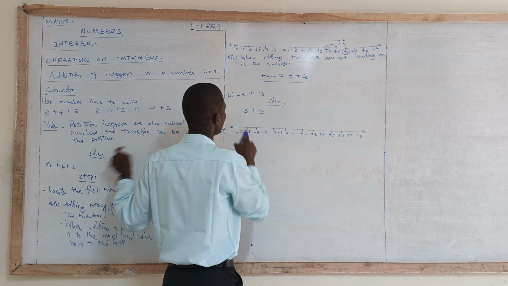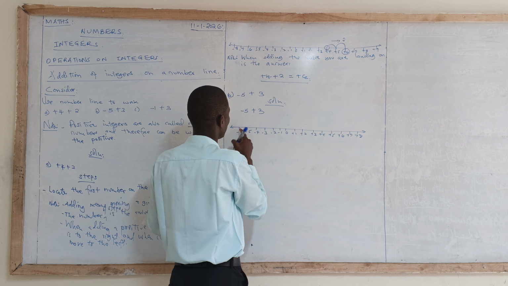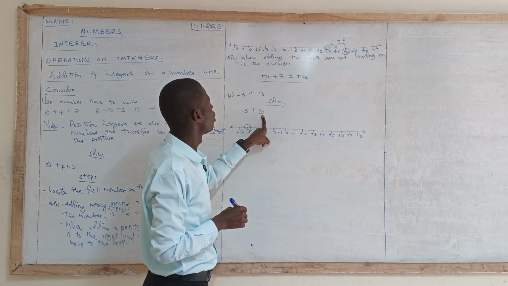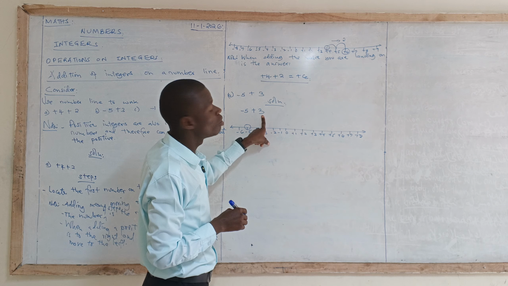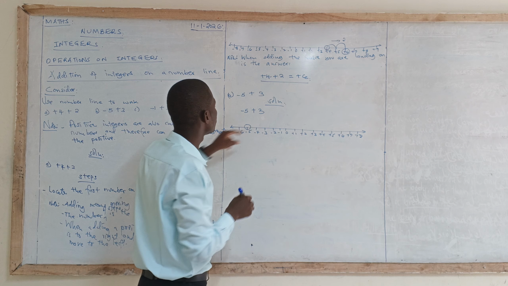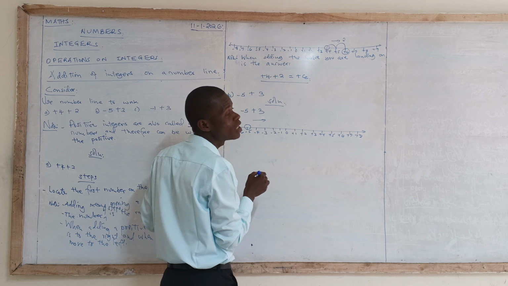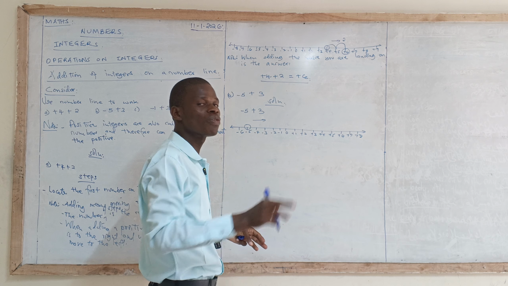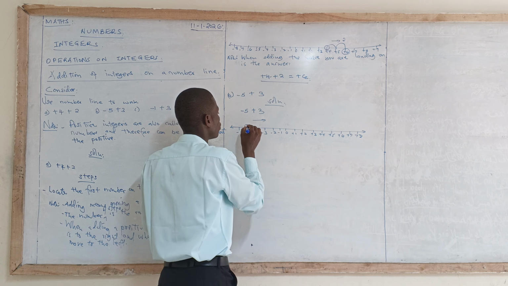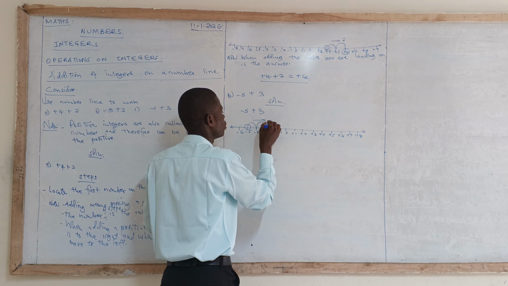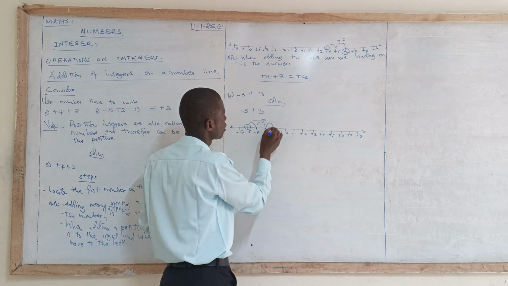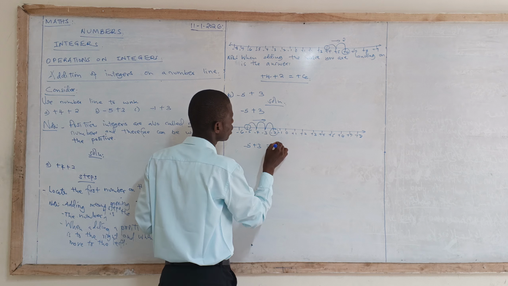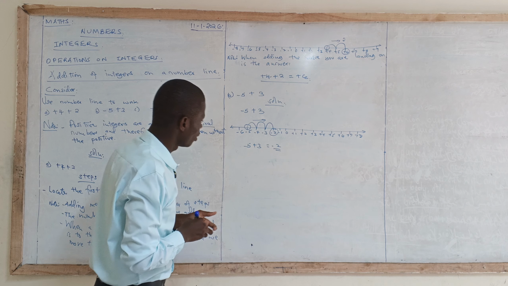Steps. Locate the first number, negative 5. Where is negative 5? This side. We are adding positive 3, a positive number. We move in which direction? To the right. How many steps? The number of steps is the number you are adding. We are adding 3, meaning that we move 3 steps. 1, 2, 3. We are landing at negative 2. So negative 5 plus 3 is equal to negative 2. Easy.